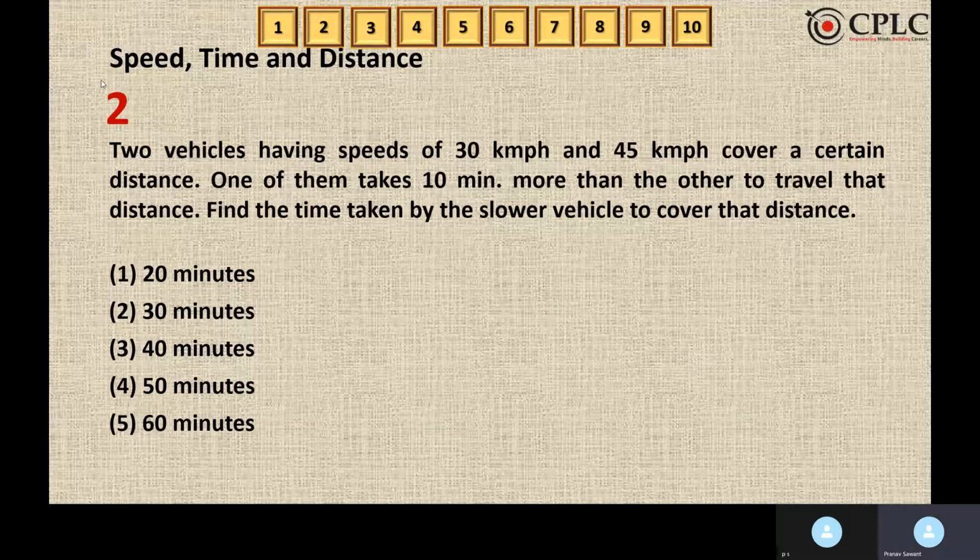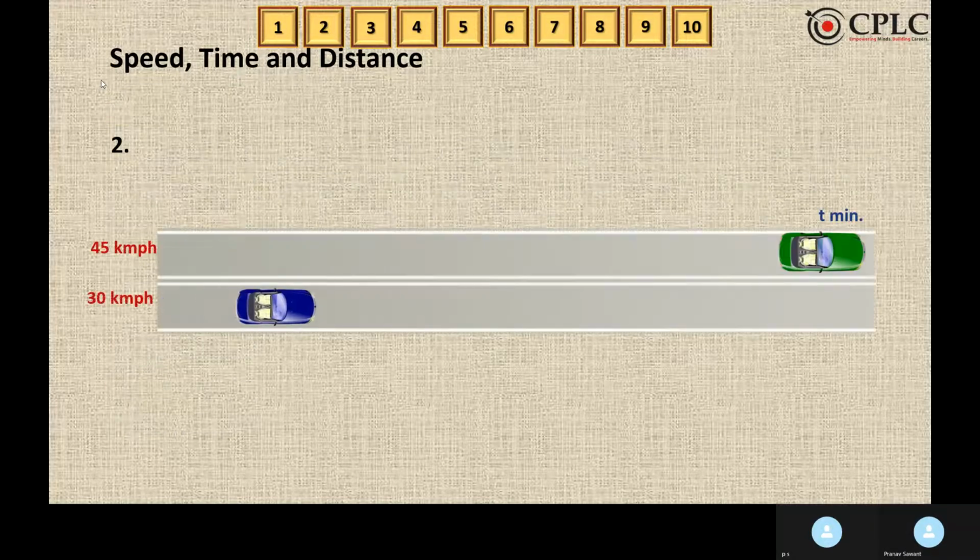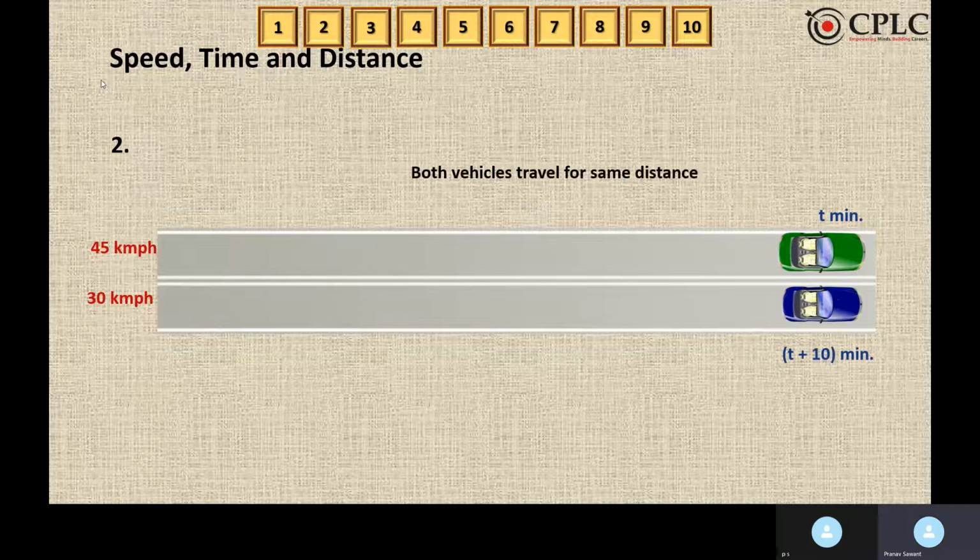Second question. Two vehicles having speeds of 30 km per hour and 45 km per hour cover a certain distance. One of them takes 10 minutes more than the other to travel the distance. Find the time taken by the slower vehicle to cover that distance. Slower vehicle would be 30 km per hour one. So let us assume that the faster vehicle takes T minutes. According to the question, we can say that the slower vehicle would take T plus 10 minutes.